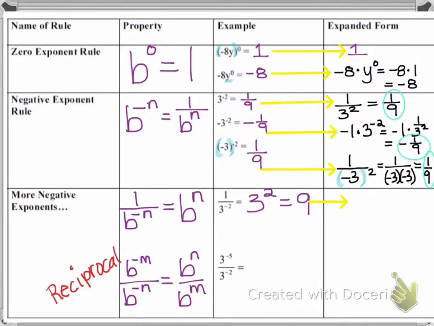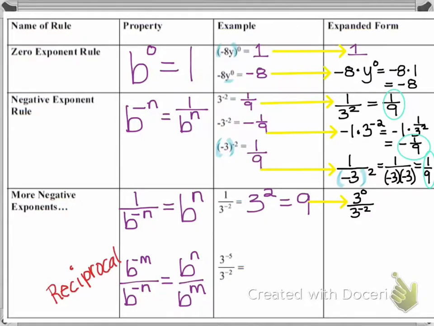So if I have 1 over 3 to the negative second power, I want to make sure we really understand this rule. I'm going to rewrite the number 1 in the numerator as 3 to the 0 power over 3 to the negative second. Now, 3 to the 0 power is equal to 1. So I can replace the 1 in the numerator with 3 to the 0. The reason I did that is to give me the same base. Now my numerator and denominator both have a base of 3.